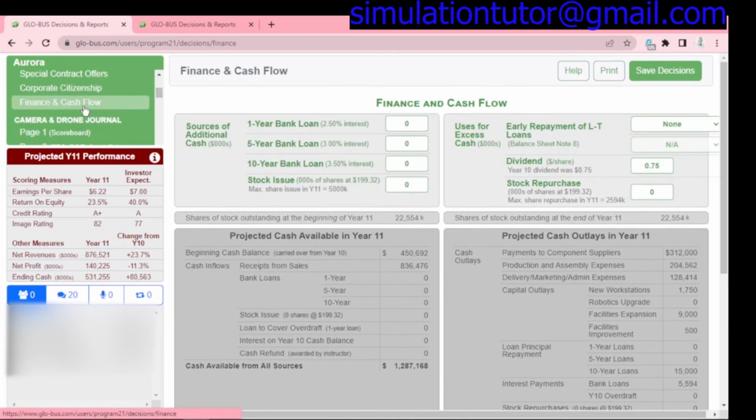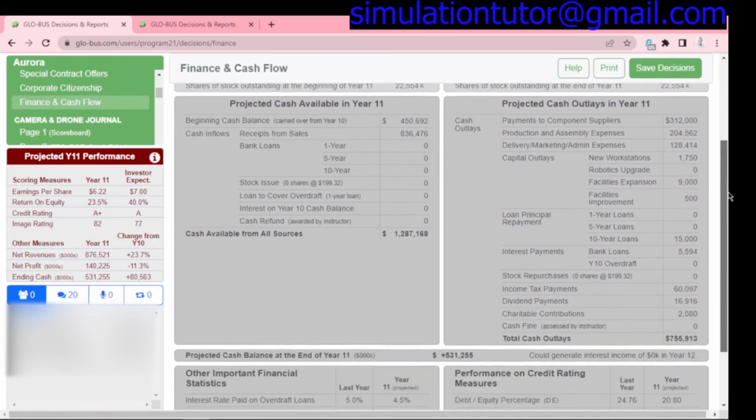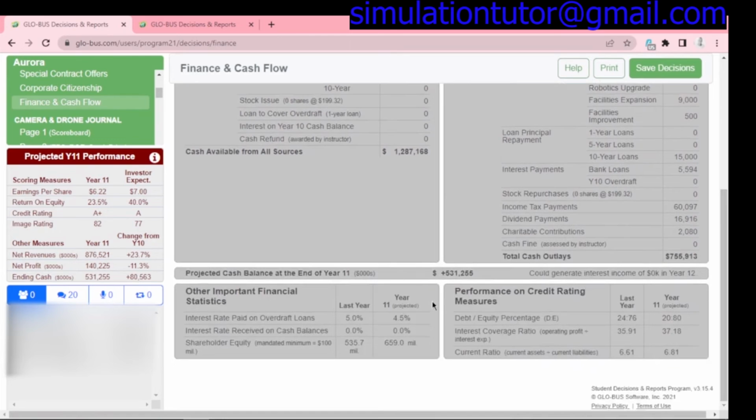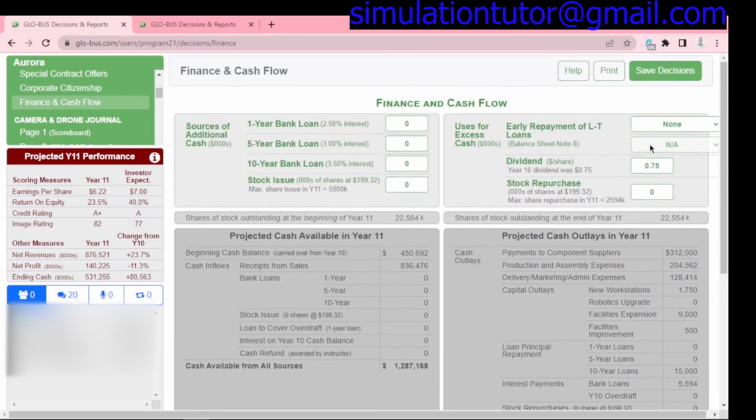Next, I'll move to the finance and cash flow. Important under the finance and cash flow is for you to evaluate the performance on credit rating measures: the DE ratio, the interest coverage ratio, and the current ratio. I think a current ratio of 6 is so high. I want to maintain it at about 2. I don't think 2 is bad. So I'll start by paying my loans. I'll pay all the loans.